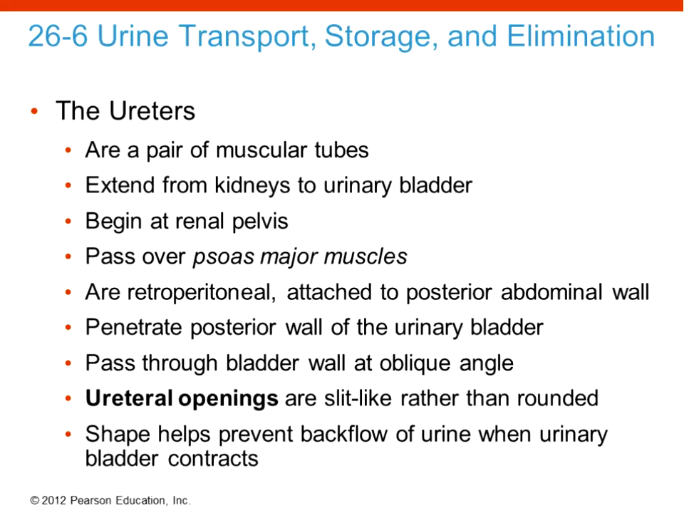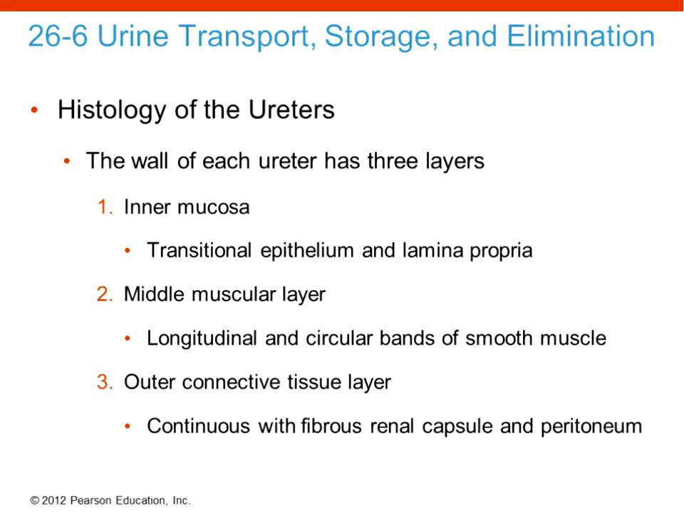The ureters, again, are a pair of muscular tubes. You can think of the esophagus as a muscular tube connecting your mouth to the stomach. It's like a muscular tube extending from the kidneys down to the urinary bladder. They are retroperitoneal, of course, as the kidneys are. And they pass through the bladder wall at an oblique angle, which basically cuts off the backflow of urine when the bladder starts contracting and trying to push urine out of the body.